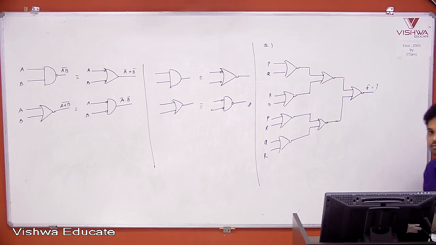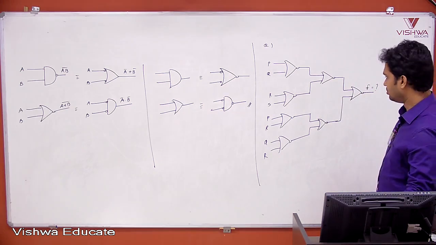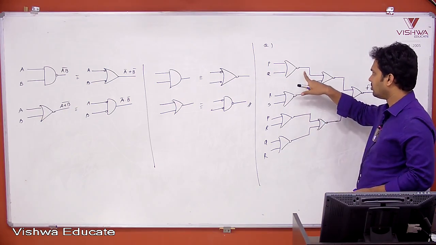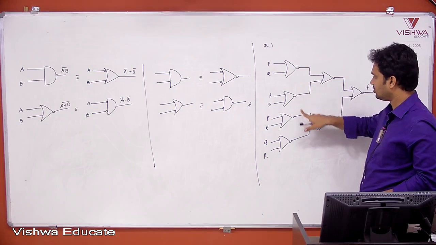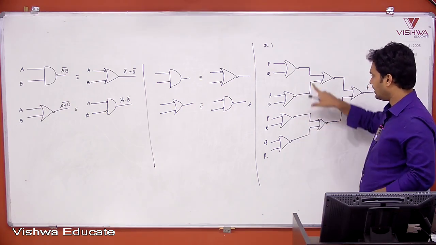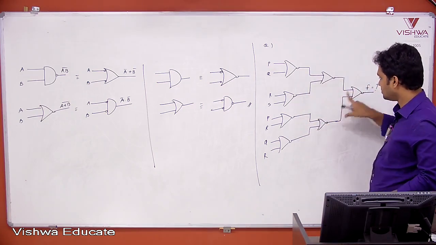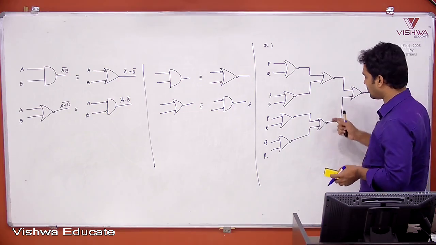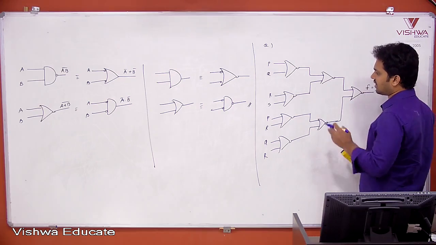See here. Now, if you do it normally, P plus Q whole bar, this plus this whole bar, this plus this whole bar, and again this plus this whole bar, and this plus this whole bar. It will make a very big equation. We may not be able to solve it, or it may take more time. Here I will show you an easy way.